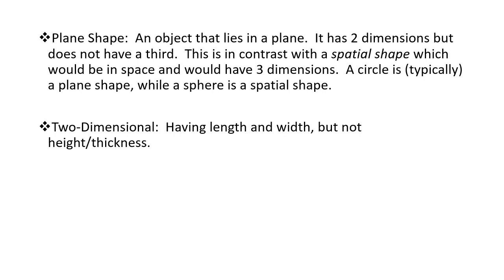So two-dimensional, again, means having length and width, but not height or thickness. Or realistically, you could pick any two of those dimensions, and it wouldn't have the third. So you could say a two-dimensional object is one that has length and height, but doesn't have width, and it would still work. It's going to be continuing in two of those directions, having two of those dimensions, but just lacking that third one. We've talked about this before, so hopefully this much is review.